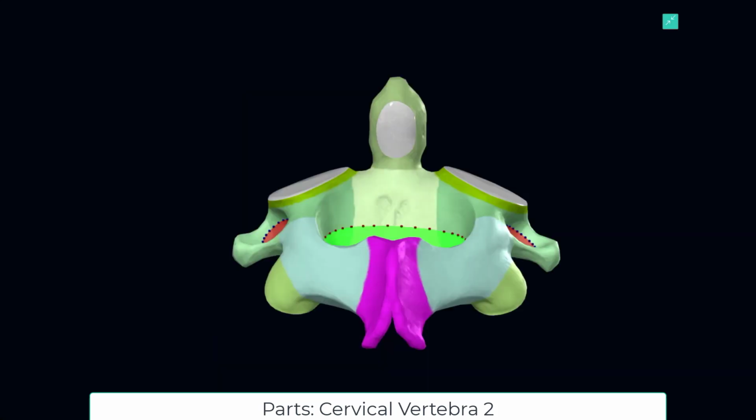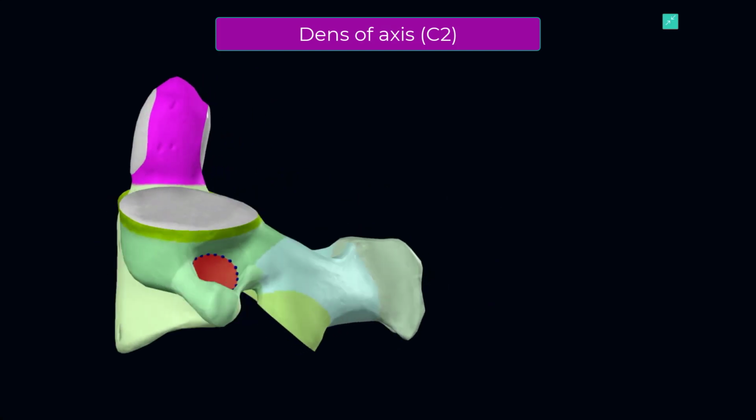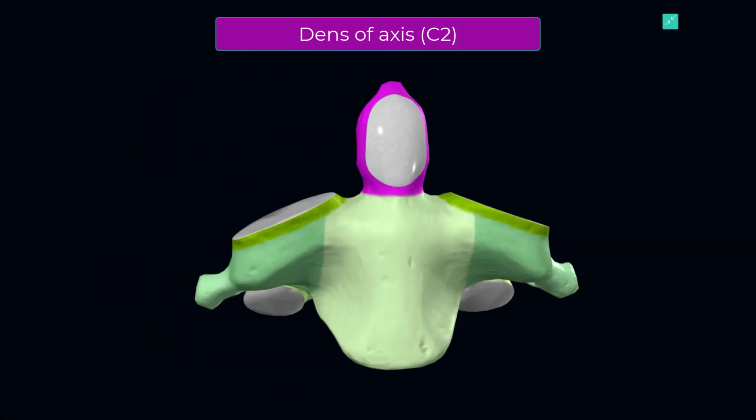An additional beautiful structure that the C2 cervical vertebra acquires is this protrusion. We call that the dens, because it looks like a tooth. Think of dentistry, so it's a tooth-like protrusion. So this part of C2 we call the dens of C2.